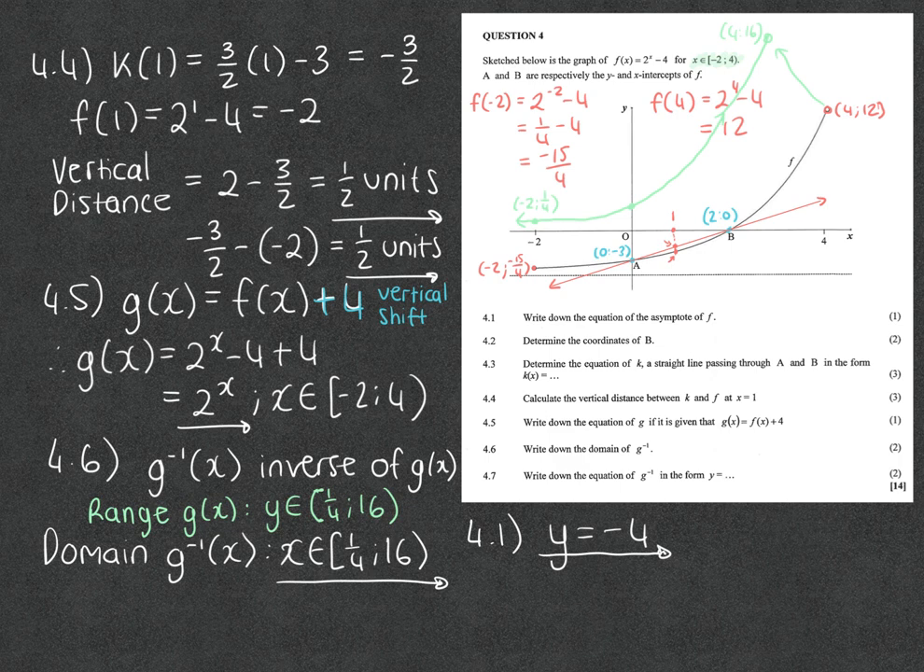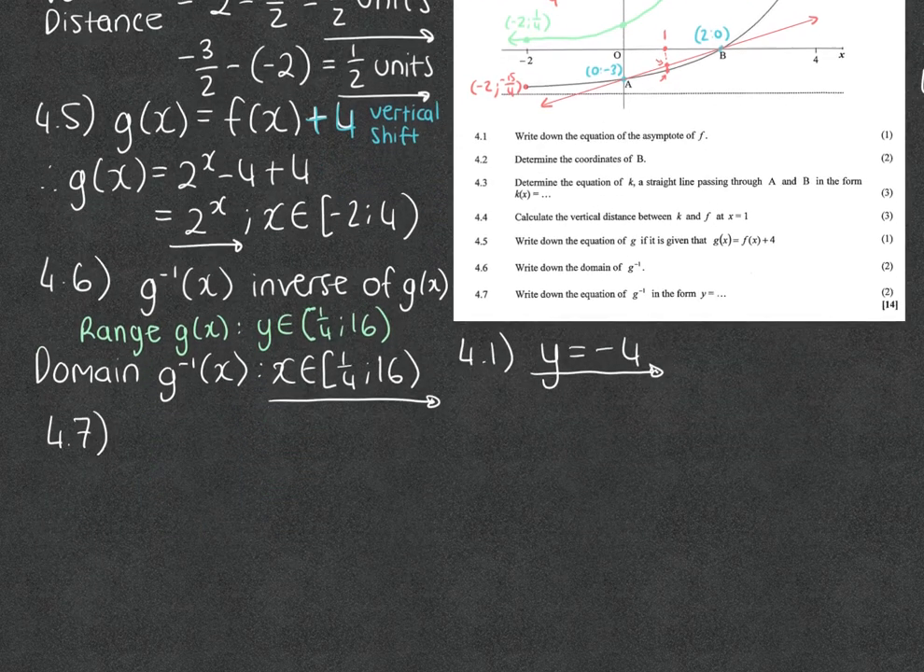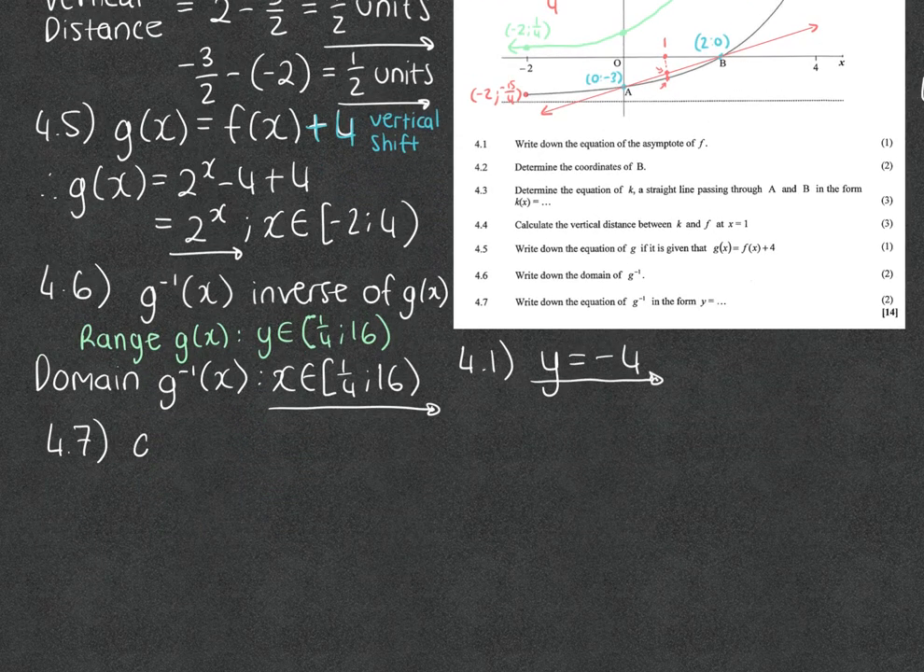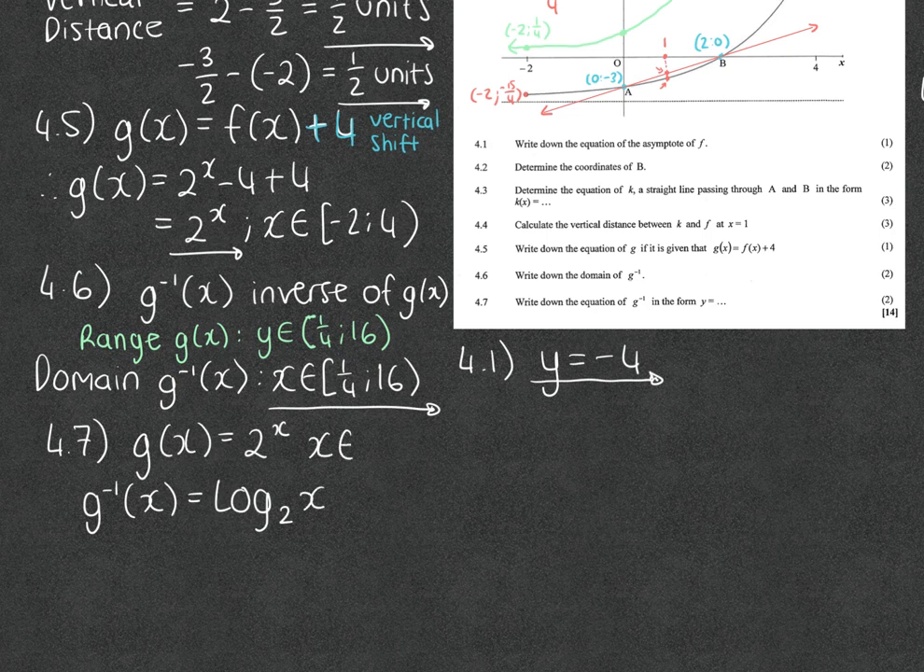It's asking me to write down the equation of g to the minus 1 of x in the form of. Okay, and that one isn't so bad now. That is your standard form. So we're taking g of x, which is equal to 2 to the x, and the inverse of that would be log base 2 of x. Remember that x is an element of minus 2 to 4.